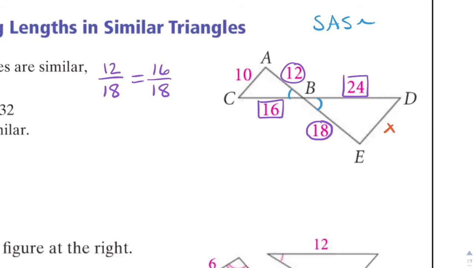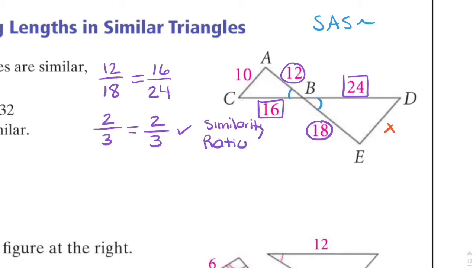So 12 divided by 6 is 2, 18 divided by 6 is 3, 16 divided by, wait, what did I do? 16, I meant 24. My apologies. Yeah, 16 is to 24. So 16 divided by 8 is 2. 24 divided by 8 is 3. So that's my similarity ratio right there.